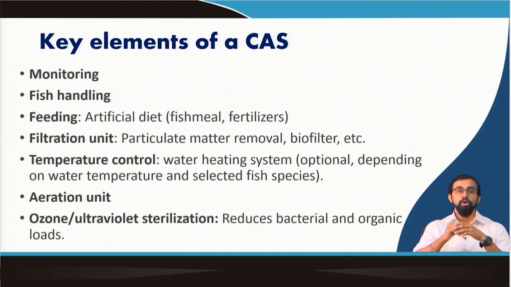Feeding is completely on an artificial diet, though it depends in general. You can go for fish meal, you can go for fertilizer, and you can go for other feeding arrangements as well. In the filtration unit, in general we try to get rid of all the suspended solids from the system, and then we go for a biofilter to treat the nitrogen species and get rid of as much nitrogen as possible from the system. For temperature control, a water heating system is required. I think I told you in a previous lecture, when we were discussing geothermal energy, that we use geothermal energy in general. If we cannot have access to geothermal energy, we can simply use a temperature controlled atmosphere or a temperature controlled greenhouse.